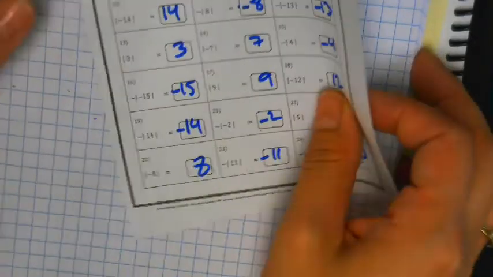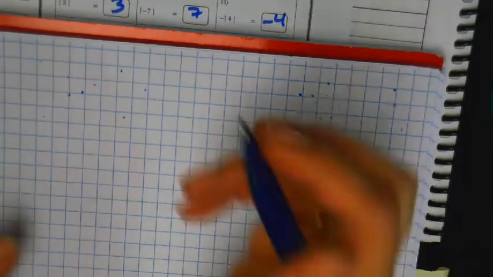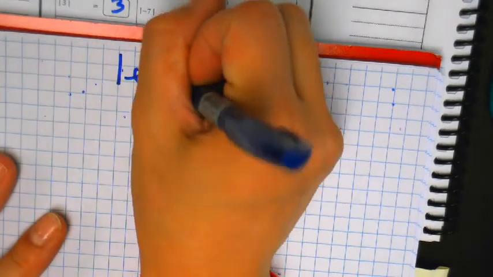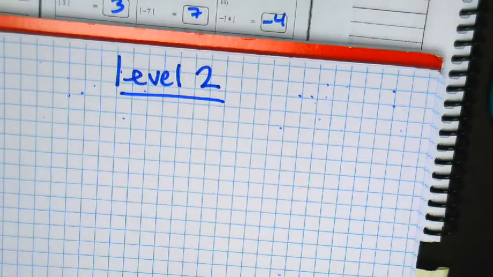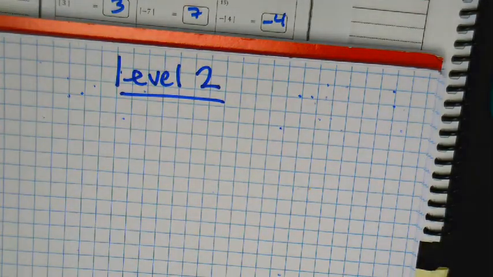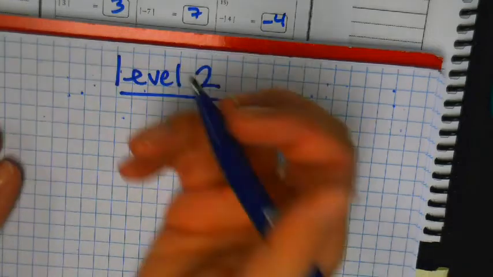Now we're going to do absolute value level 2. Level 2. All right, here it is, level 2.